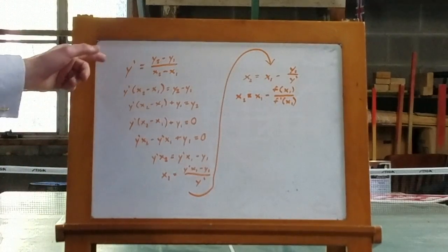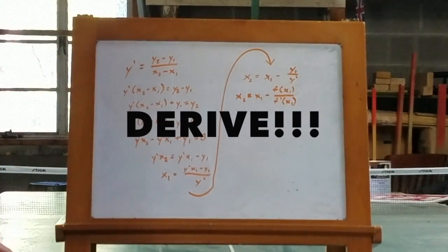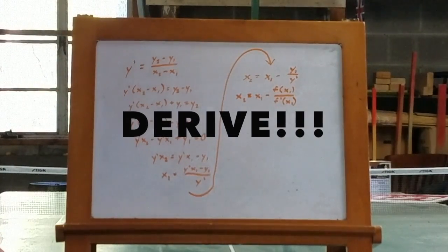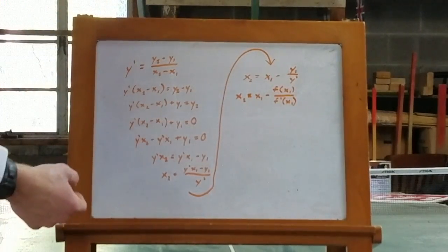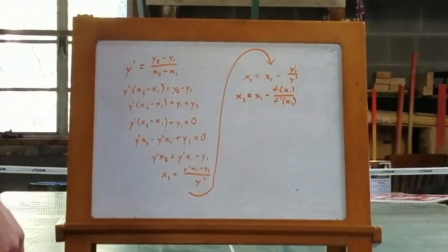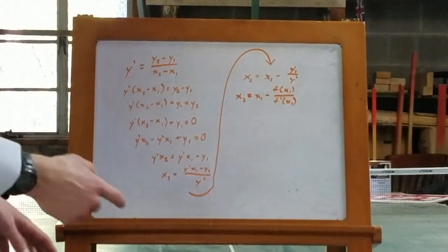Now we're going to derive the function. Now we already know that y prime equals (y2 minus y1) over (x2 minus x1). Simple math, I would say. Now, we're trying to find x2 because that's the entire point of Newton's method.